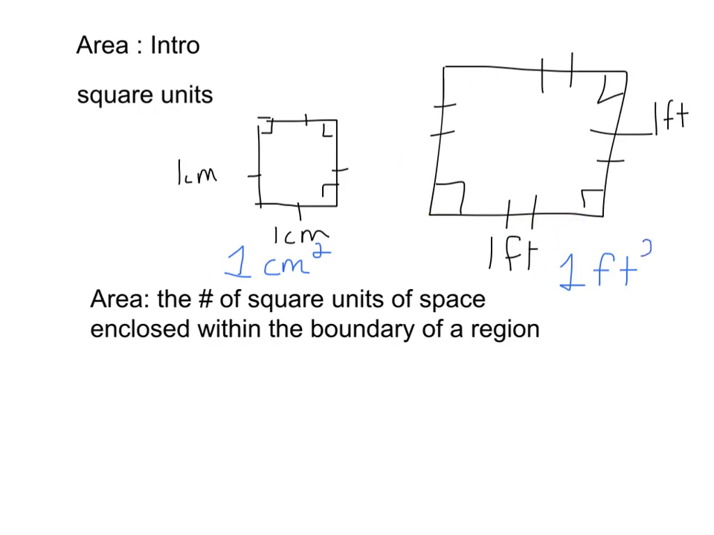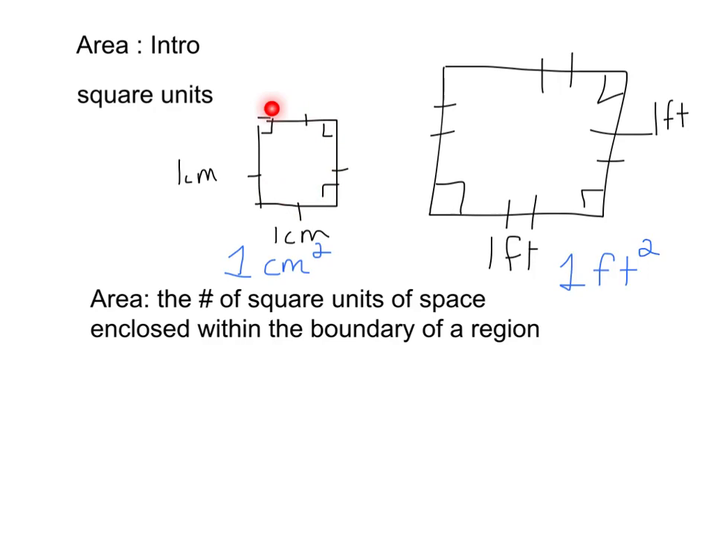Please make sure that you have that square symbol there. So it's a foot by a foot. If you multiply feet by feet, you get feet squared. So that's why this has an area of 1 square foot. This has an area of 1 square centimeter. So here are a couple of examples of square units. Area in general is the number of square units of space enclosed within a boundary region.